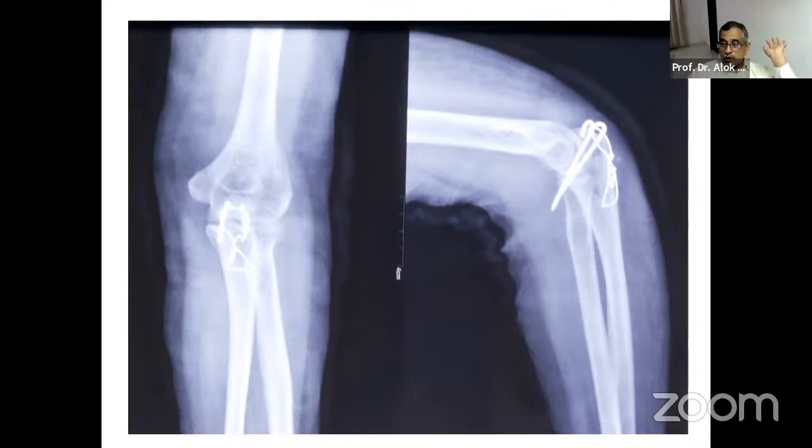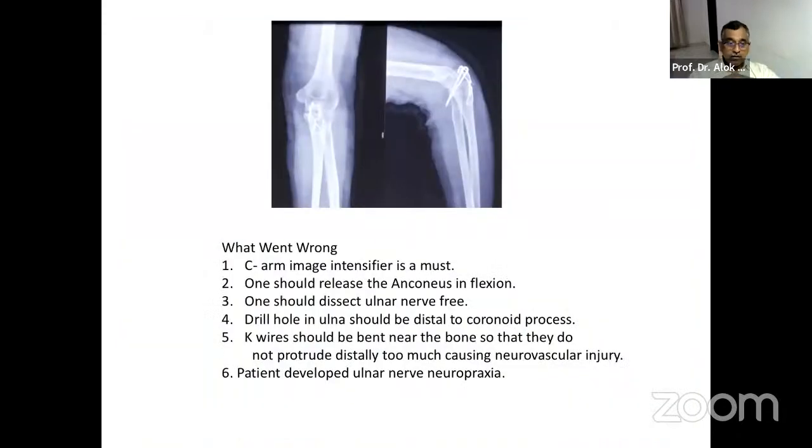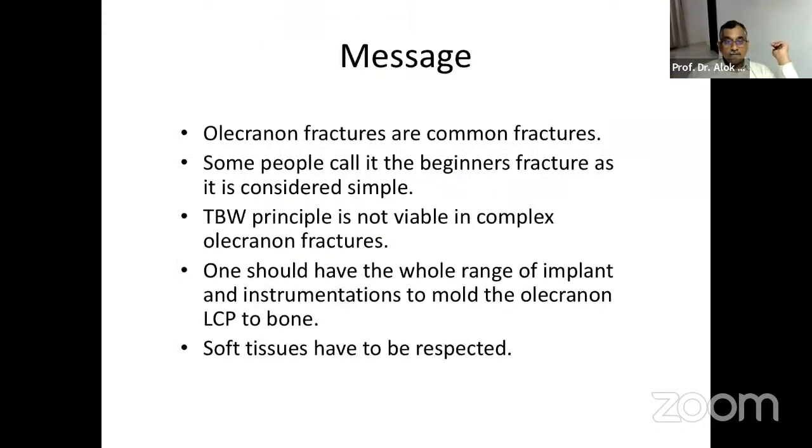However beautiful a surgeon you are, try to check your position on the C-arm image intensifier. So then what went wrong here? C-arm was not used. Anconeus was not released for this case. Ulnar nerve was not identified. The drill hole was not distal to the coronoid. The wires were bent. But if they are put out, they will be protruding and the patient may develop neuropraxia.